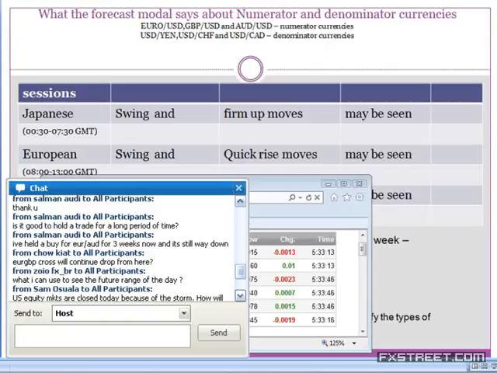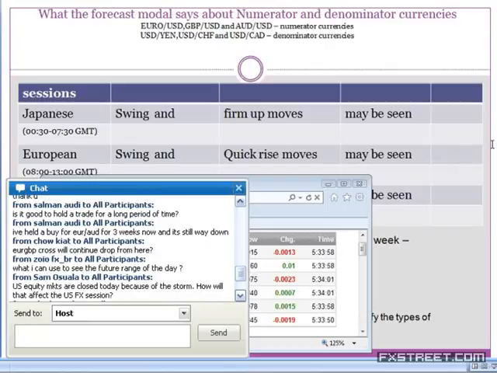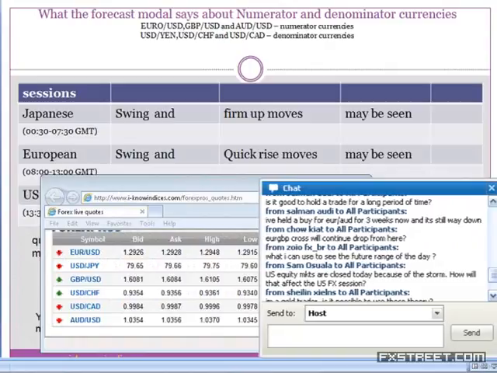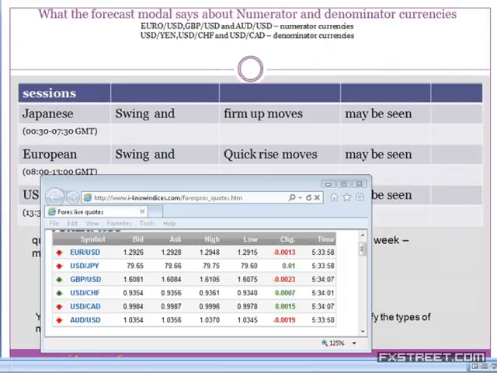Then Salman asks, is it good to hold a trade for a long period? Yeah, if it is a profit-making position, you can hold it for a long time. If it is a loss-making position, you hedge and hold it and review the market, whether your hedging is making profit or the original position is making profit consistently. If the hedging is making profit for more than 2 days, then close the other position which is not making profit and maximize the profit in the hedge.